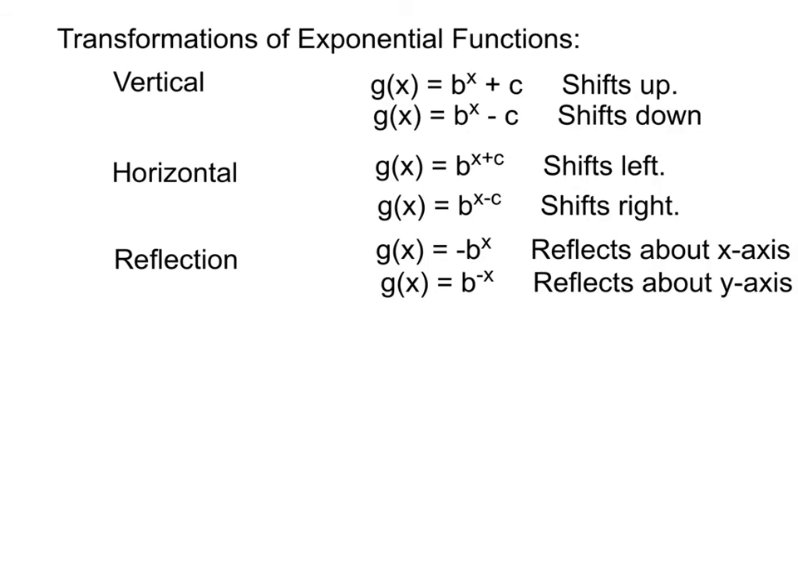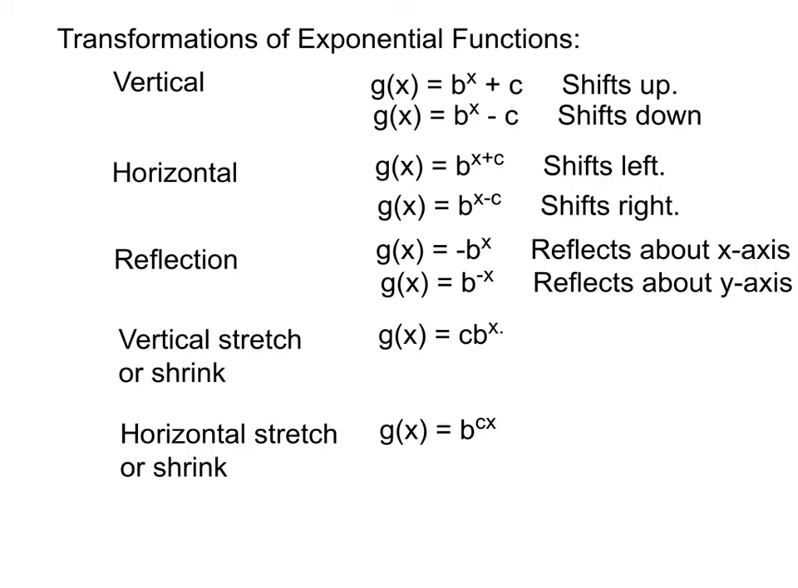For reflection, if we've got g of x is equal to minus b to the x, then we know it reflects about the x-axis. And if we have g of x is equal to b to the minus x, then it reflects about the y-axis. We also have vertical stretch or shrink. So if our function is g of x is equal to c times b to the x, and c happens to be greater than 1, then we have vertical stretching. If c is between 0 and 1, we have vertical shrinking. Lastly, we have horizontal stretching or shrinking. If our function is g of x is equal to b to the c times x, it'll shrink if c is greater than 1, and it'll stretch if c is between 0 and 1.